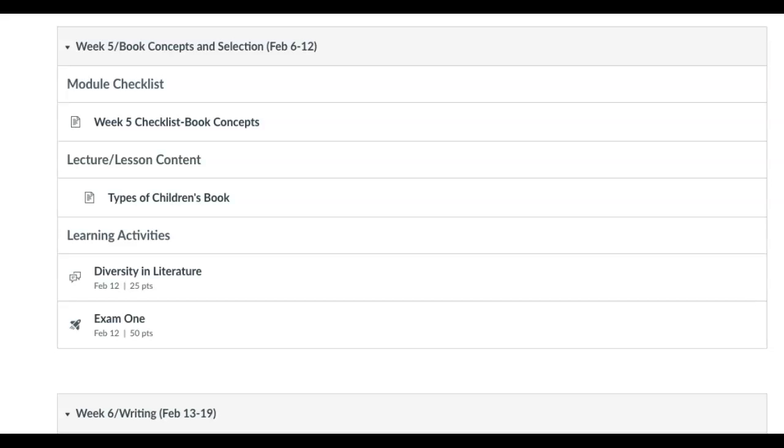We're going to be looking at book concepts and selection. Good segue from learning to read, and we've talked about some of those concepts of print, and then we'll go into genres of books. This will take us through next Friday the 12th.